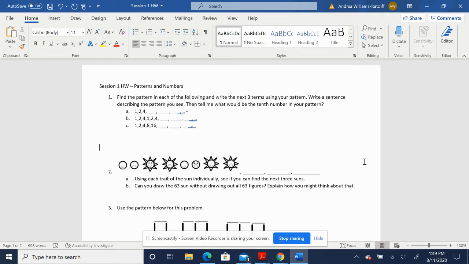Now, pattern B, of course, is the easiest one that we have here. We have a repeating pattern, an ABC pattern. 1, 2, 4, 1, 2, 4, 1, 2, 4, of course, is our next three. Now, in terms of the 10th term, if we list the next three terms, we have 9. So, of course, the 10th term would be a 1. We would start that pattern over again.